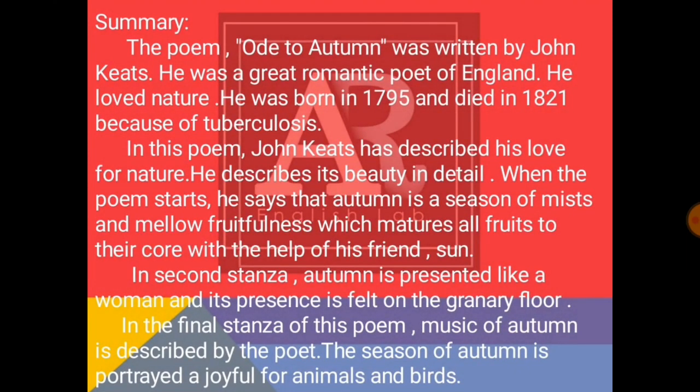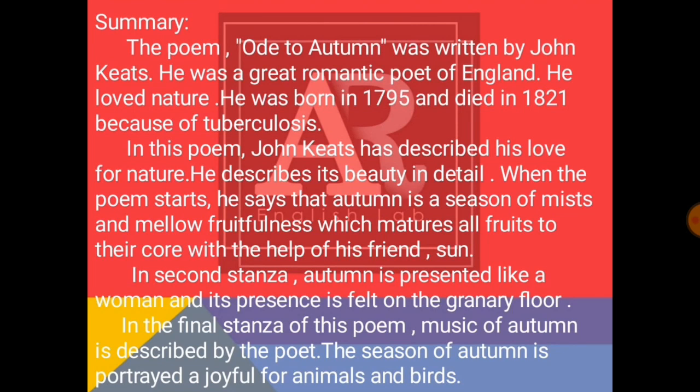Now we are going to discuss the summary of this poem. The poem Ode to Autumn was written by John Keats. He was a great romantic poet of England. He loved nature. He was born in 1795 and died in 1821 because of tuberculosis. In this poem, John Keats has described his love for nature. He describes its beauty in detail.